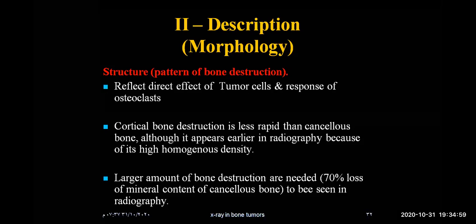Then cortical bone destruction is less rapid than the cancellous bone. This is known for us because you need about 70% of cancellous bone to be lost to appear on the X-ray. So cortical bone destruction is less rapid than cancellous bone, although it appears early in radiography because of its high homogeneous density. In cancellous bone, as I said, a large amount of bone destruction is needed, almost 70% loss of the mineral content, to be seen in the radiograph.